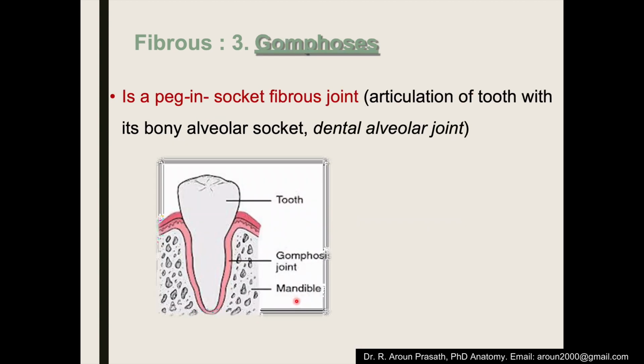Then the third variety is gomphosis. We call it peg in the hole. For example, this is a mandible or the maxilla. The tooth is inserted into the socket. This tooth is attached to the mandible by a dental ligament, and this doesn't allow any movement. There is no movement taking place in the insertion.